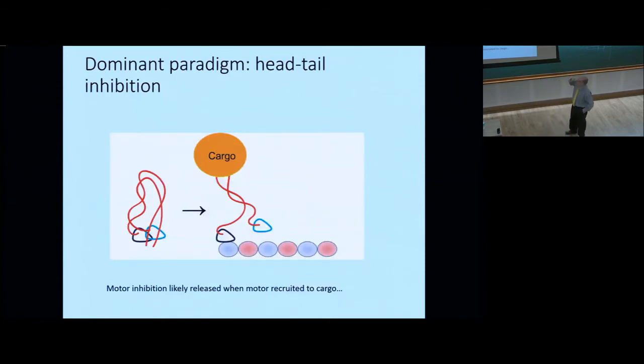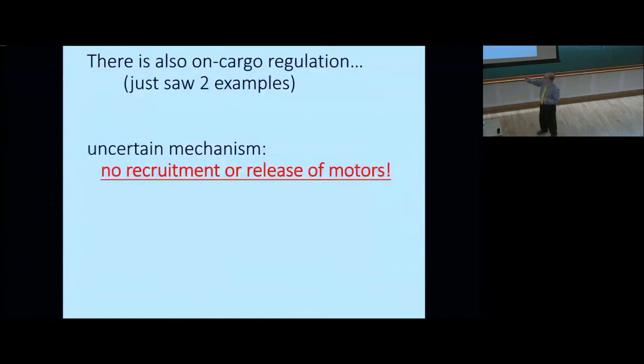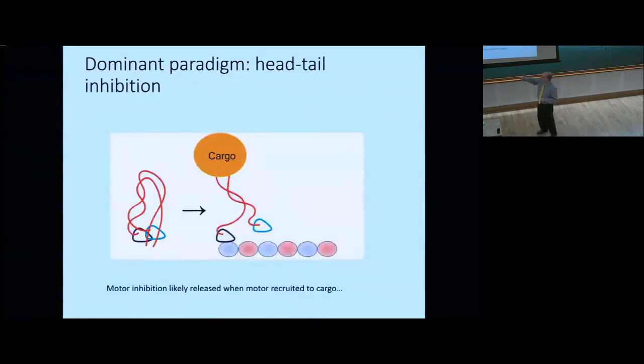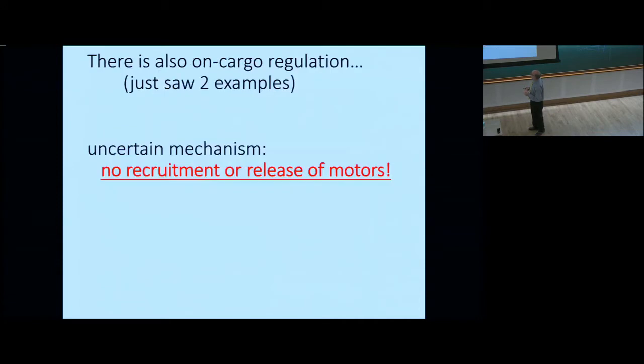So the dominant paradigm overall for motors is that they're auto-inhibited. They're auto-inhibited, which means basically when they're floating around in solution, the tail binds the head and turns off the activity, and then when they get recruited to a cargo, they're active. And so there's a lot of thought that one way to regulate cargo transport is simply by controlling recruitment. But there's also a lot of evidence for on-cargo control of motor activity.